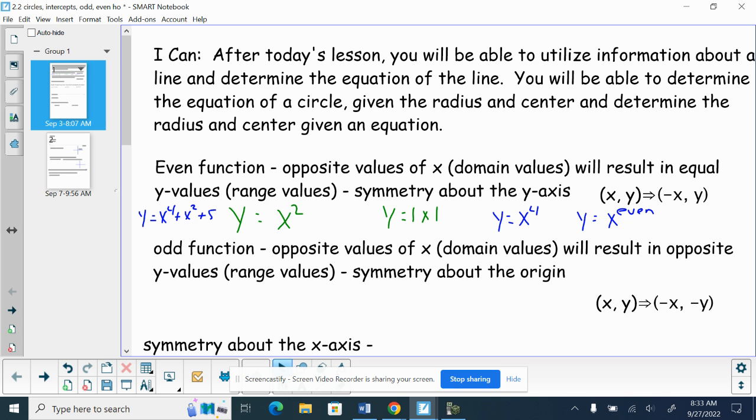Opposite values from the domain will result in opposite values from the range. We have symmetry about the origin. If I have (x, y), symmetry about the origin would be the opposite of x, opposite of y. Example of an odd function, y equals x cubed. Now, what you should do to test if you have odd or even functions.